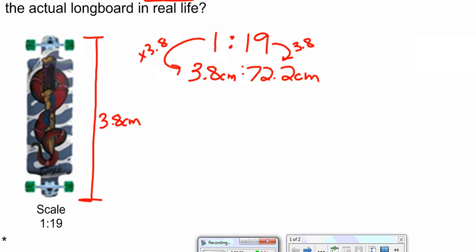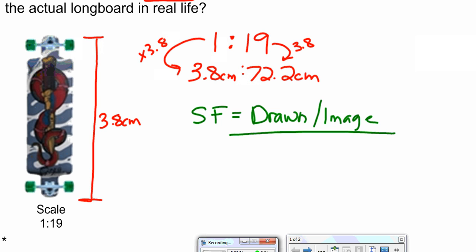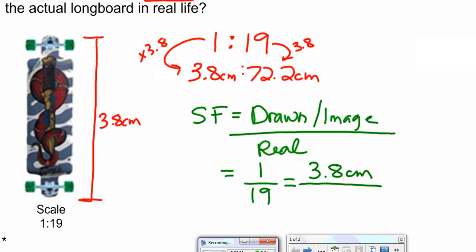Another way that you could have done this is, the formula we use is scale factor equals drawn, for the image, over the real. So in that case, we had 1 to 19 as our ratio, and we had drawn of 3.8 centimeters. So again, we need to think of making equivalent fractions. So times the top by 3.8, do the same on the bottom, and we get 72.2 centimeters. So there's a couple different ways we can set this up.